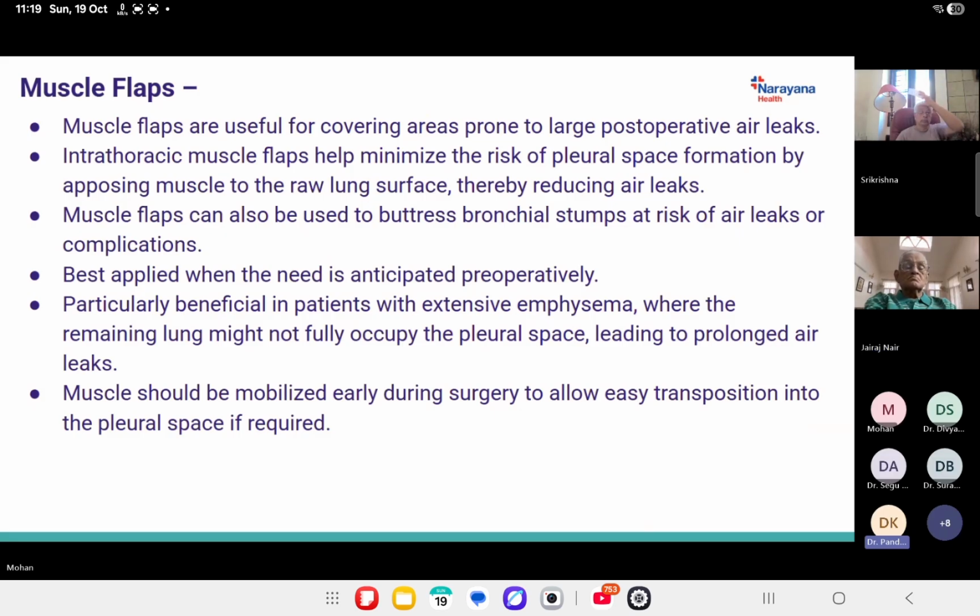Particularly beneficial in patients with extensive emphysema, where the remaining lung might not fully occupy the pleural space, leading to prolonged air leaks. Muscles should be mobilized early during surgery to allow early transposition into the pleural space if required.